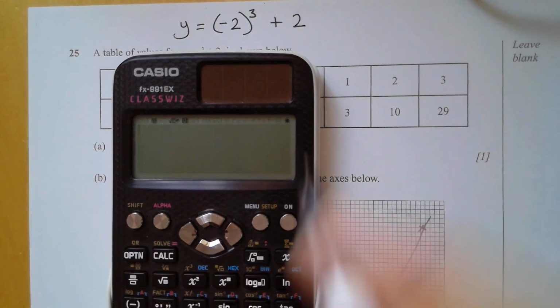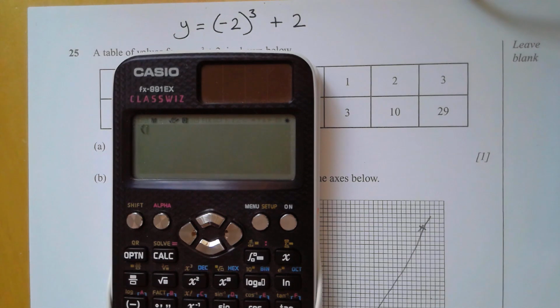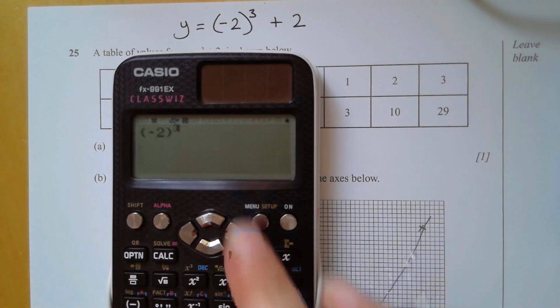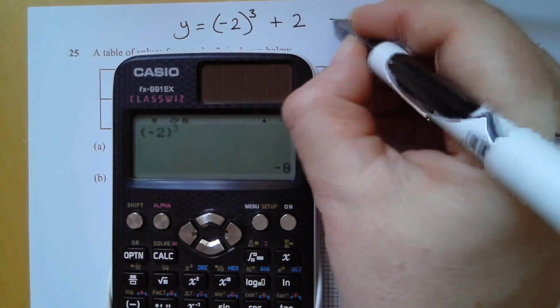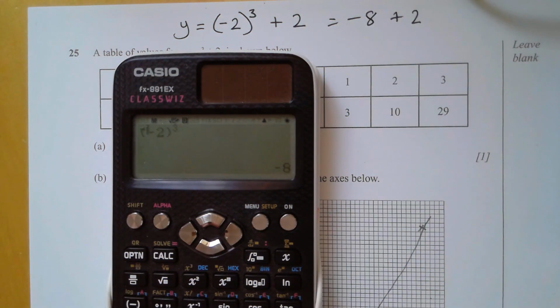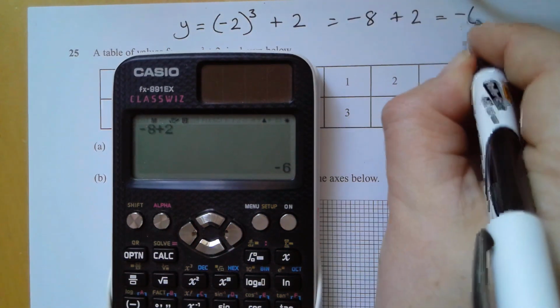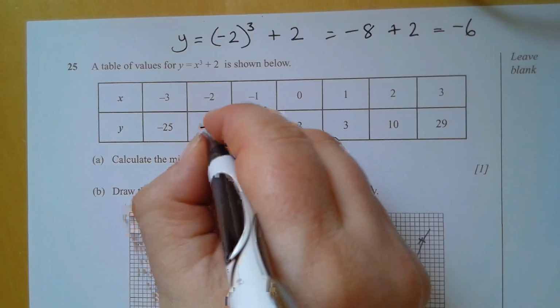So what's y when x equals -2? So we put it in brackets. (-2) to the power of 3 equals -8. You could just put the positive 2 on there. So -8 add 2 equals -6. And so this here is -6.